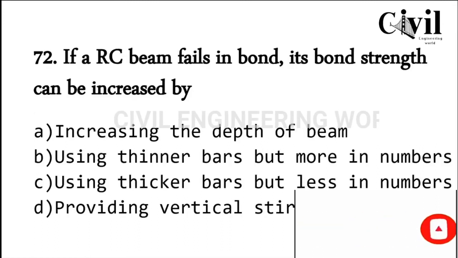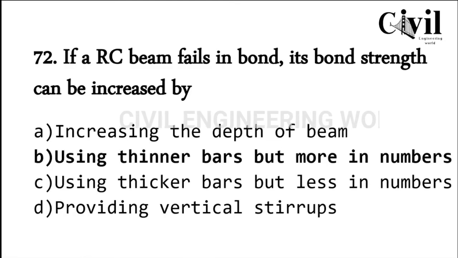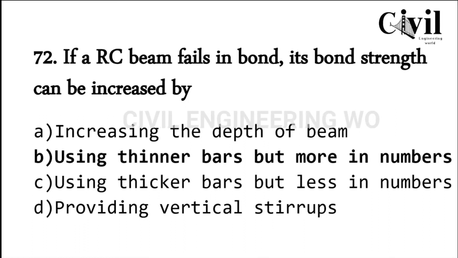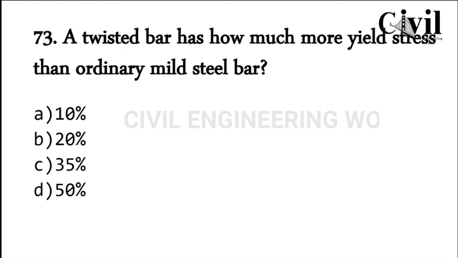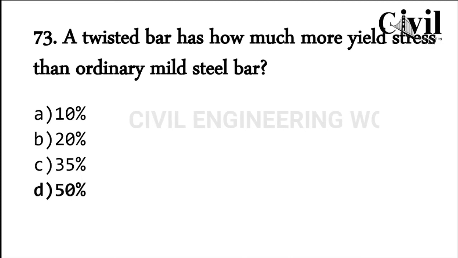So if the RC beams fail in bond, the bond strength can be increased by. So B is the correct answer. Use thinner bars but increase their numbers. Okay. So we are gonna jump to the next one, which is, twisted bar has how much more yield stress than ordinary mild steel bar? So it has 50% more. D is the correct answer.